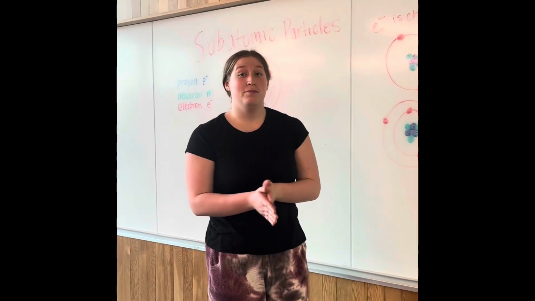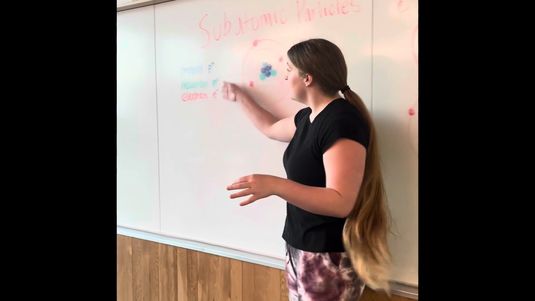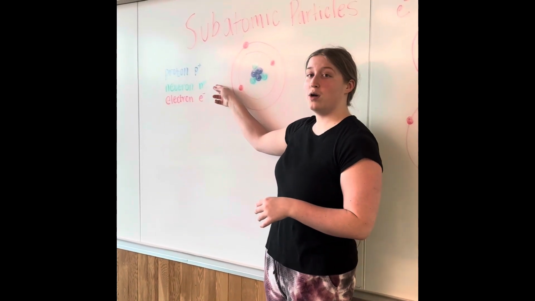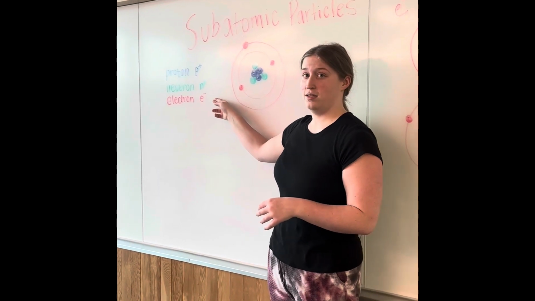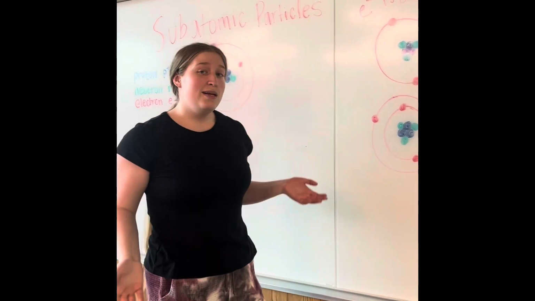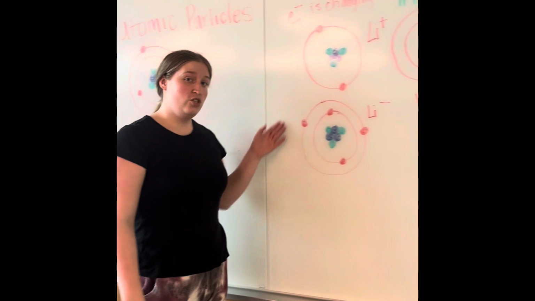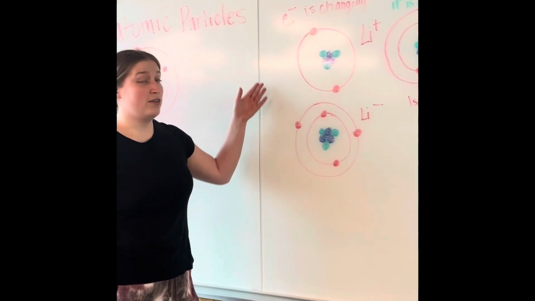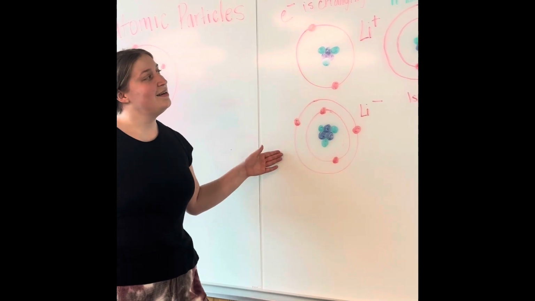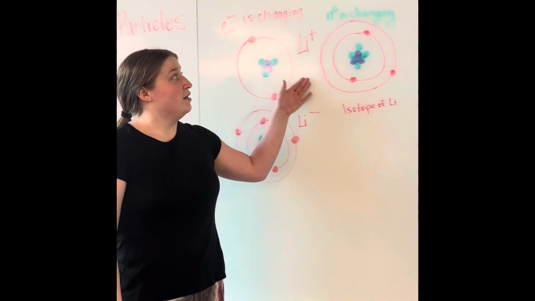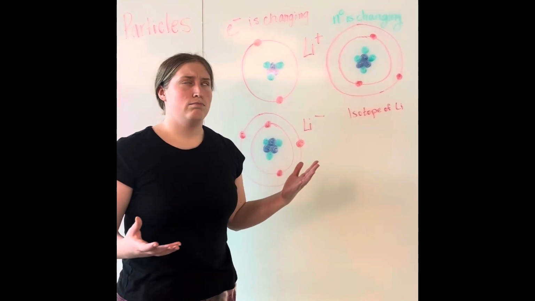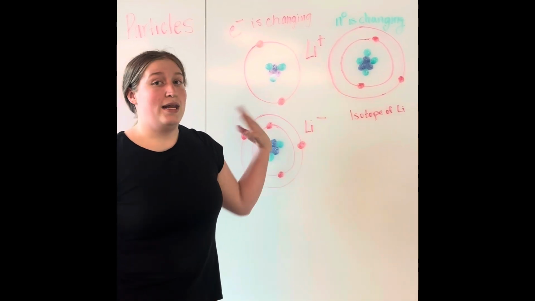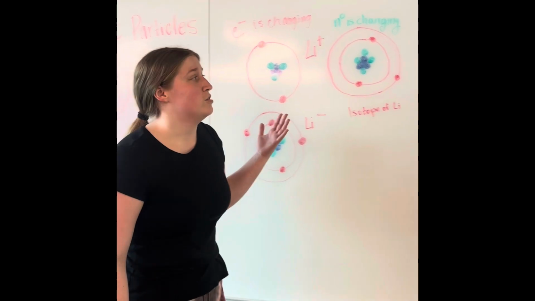All right, so overall we've covered the different identities of the subatomic particles. We have our positive protons, neutral neutrons, and our negative electrons. And we've discussed their placement in the atom as well as what happens when they change. Changing electrons turns the atom into an ion, whether it's a cation or an anion, positive or negative. The neutron changes its atomic mass, and it also can become radioactive and unstable if too many neutrons are added.